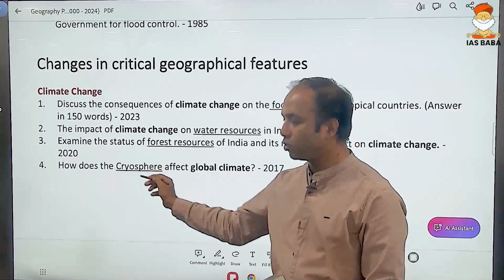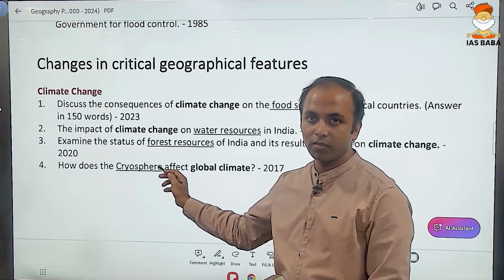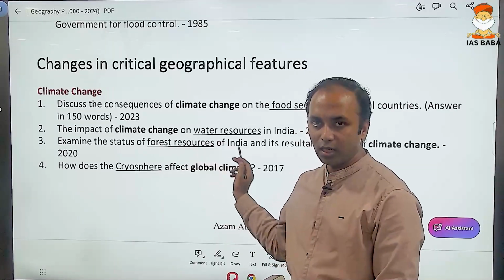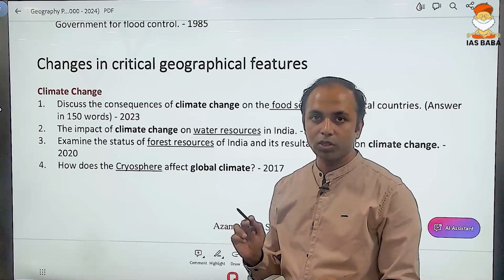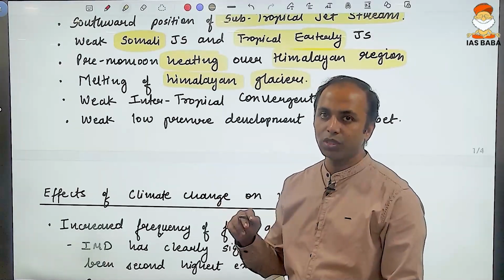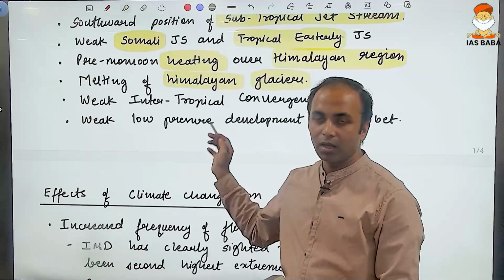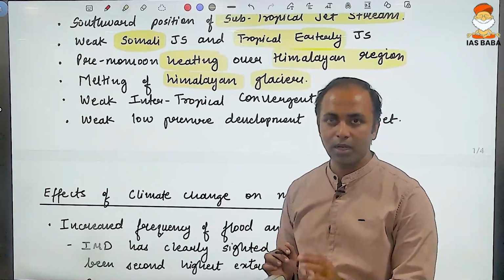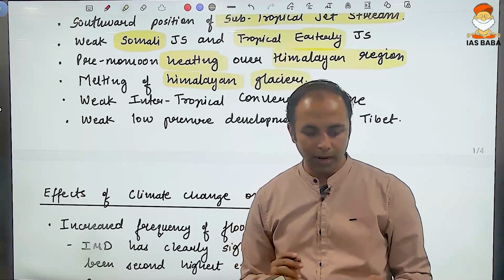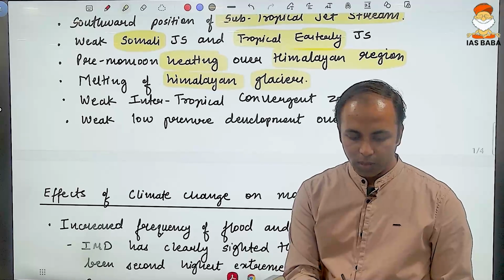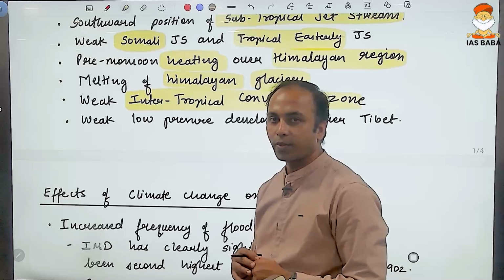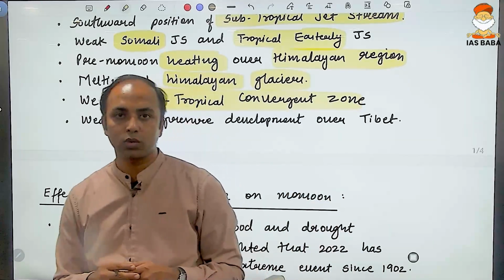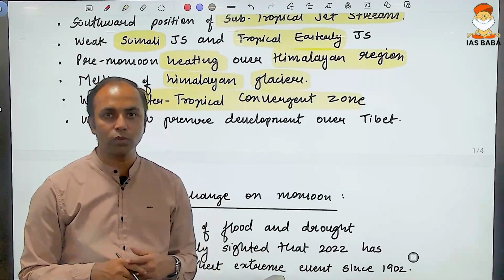So if the cryosphere, that is, if the glaciers are melting, definitely it will have an impact upon the climate. In that context, in the case of India, if the Himalayan glaciers are melting, definitely it will have an impact upon the climate of India, and the monsoon would definitely be impacted. The intertropical convergence zone, which is also known as the thermal equator, also known as the monsoon trough or the equatorial trough.